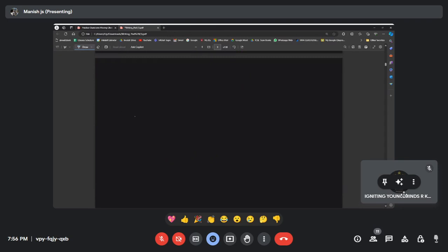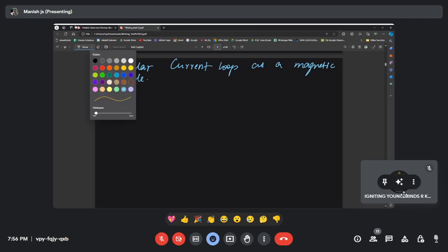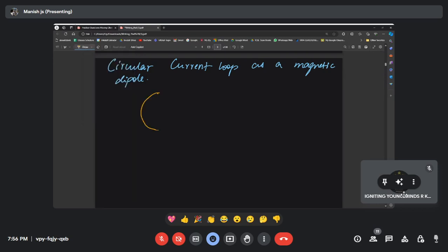We are going to discuss what is the circular current loop as a magnetic dipole. Okay. How can we express it as a magnetic dipole? Here, whenever you have a circular loop which is carrying current. Now, whenever I say loop, you know that a loop is a circle like this. Here I have drawn a loop.